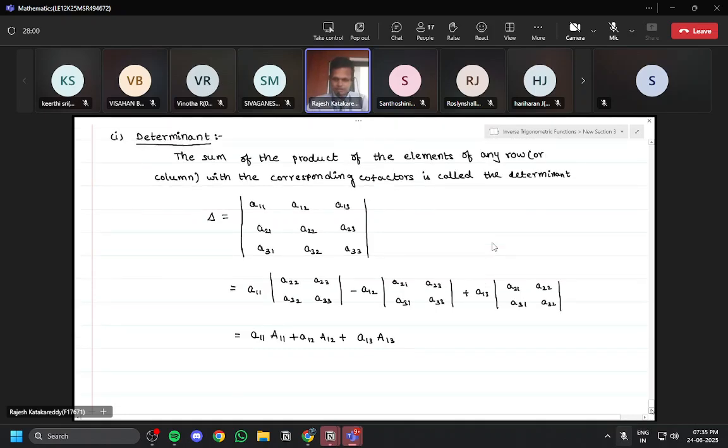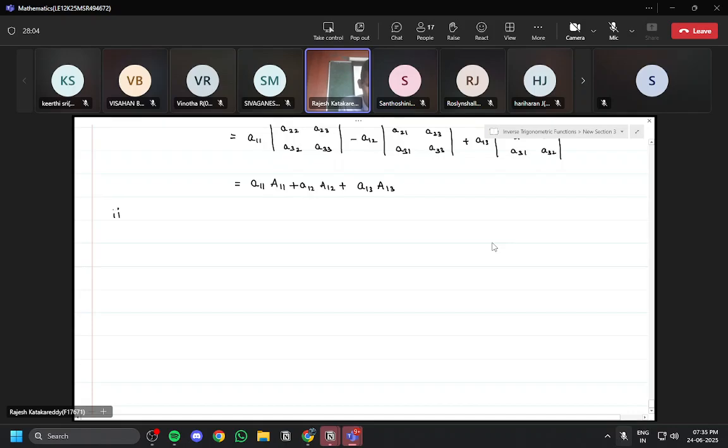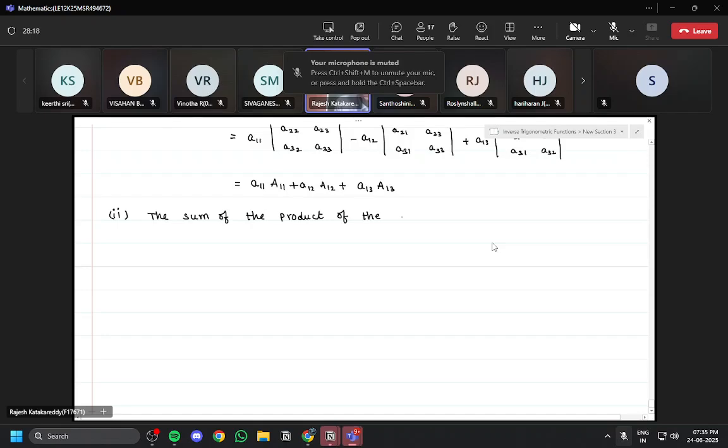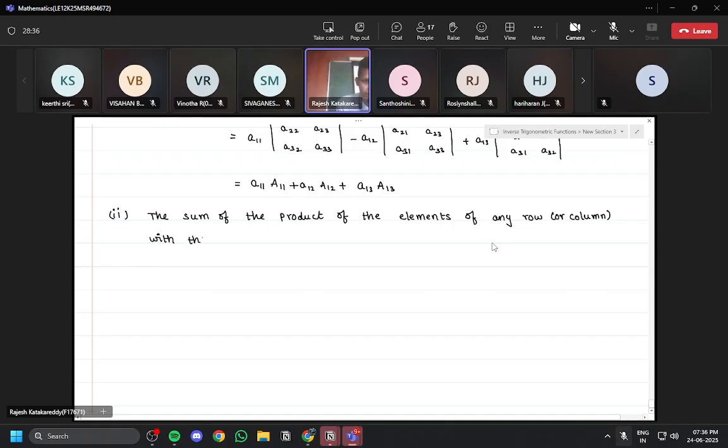Can I scroll up? Scrolling up. Second one: the sum of the product of the elements of any row or column with the corresponding cofactors of any other row or column will be equal to 0.